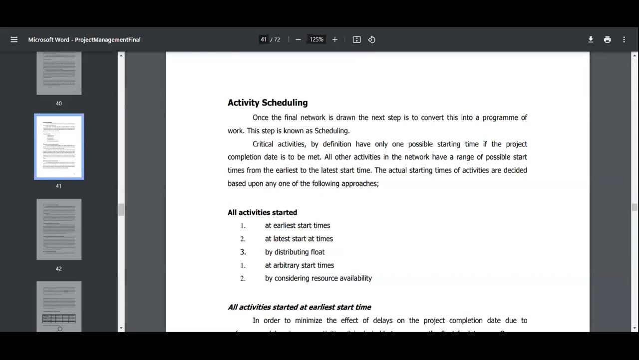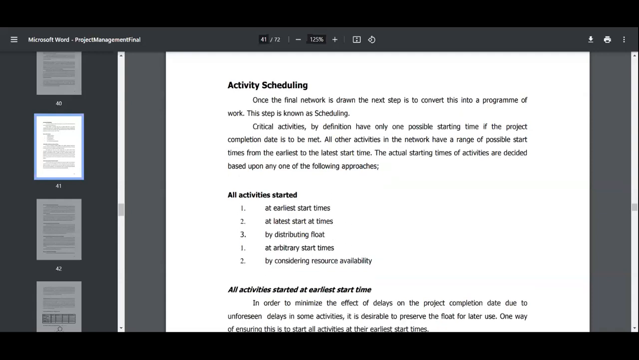week. For example, in whole week planning, I have decided and started my week on Monday, and I know the schedule of Tuesday, and I know the schedule of Thursday, Friday, Saturday. That is the activity schedule, and as per that activity schedule, I just follow the things. Right now, all activities can start at the earliest start time, latest start time, distributing flow, sometimes arbitrary start time, and we considered all are started on Monday, right? So I hope you understand all.